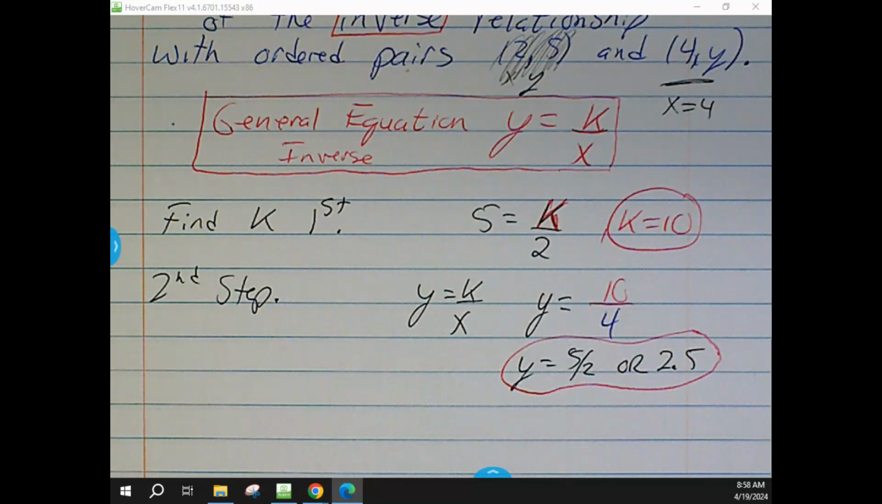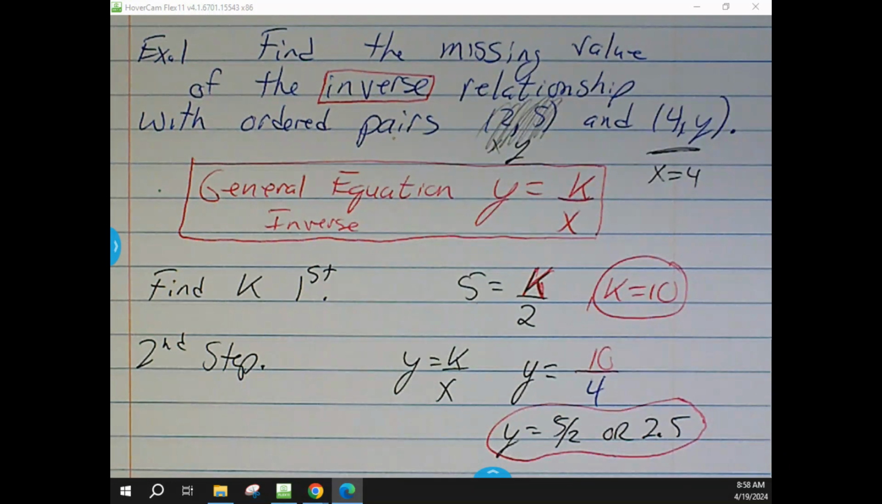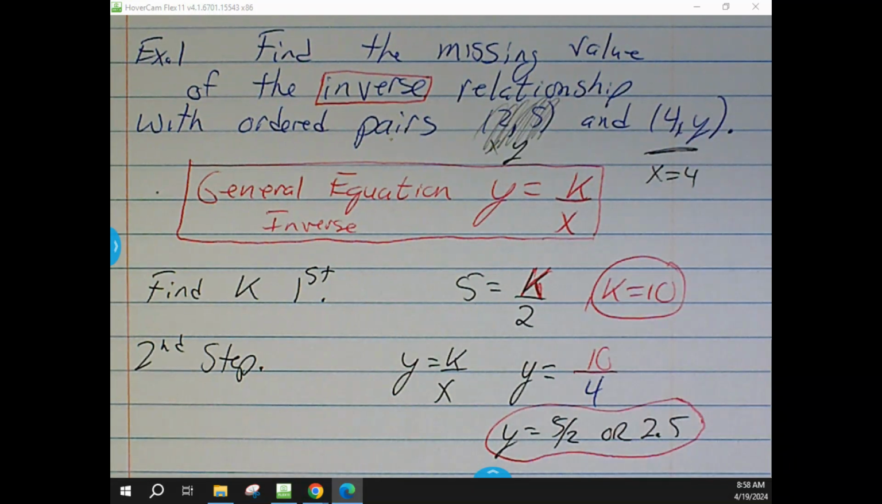Okay, now some of these may not, so that's one where we're finding a specific value. So it said find the missing value, the inverse relationship, y was missing, so we had to find the y value. Some of these, it may just say to write a general equation.